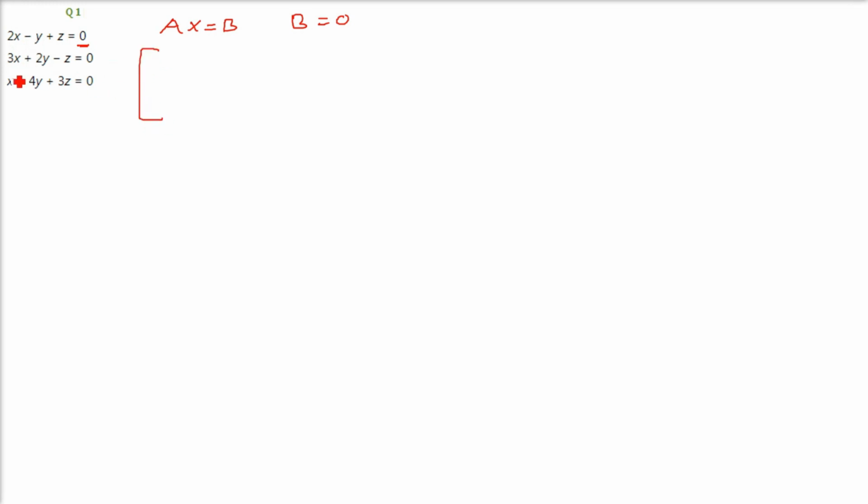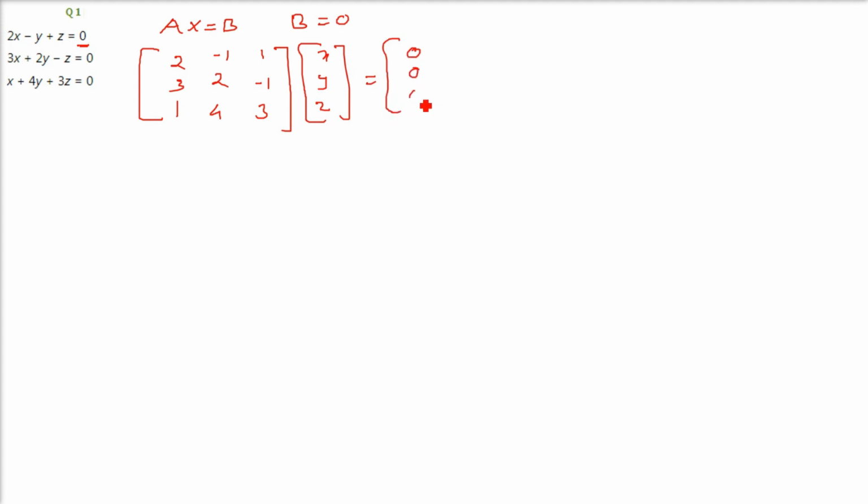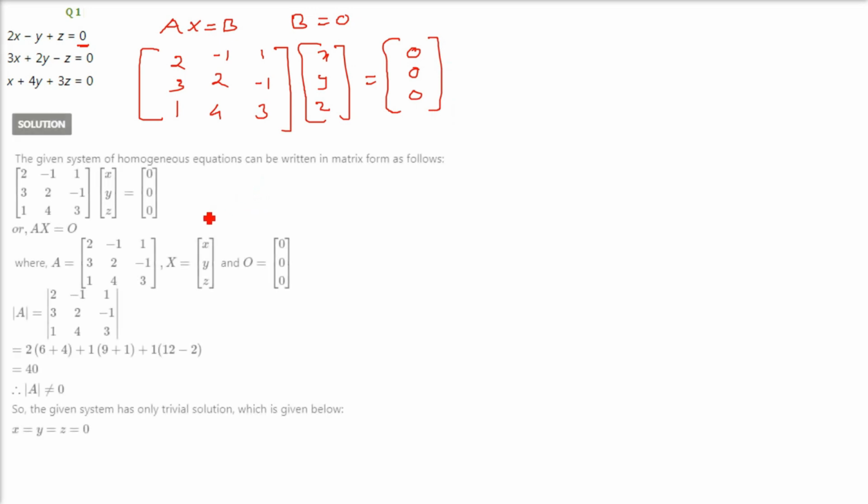So if we write AX equals B, what is A? The coefficient of x: 2, 3, 1; the coefficient of y: negative 1, 2, 4; coefficient of z: 1, negative 1, 3. This is A. What will be your capital X matrix? It will be formed by x, y, z, the variables, and then we have the constants, but here the constants are 0, 0, 0. That is the special thing about this kind of question.